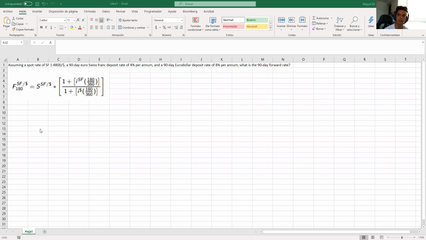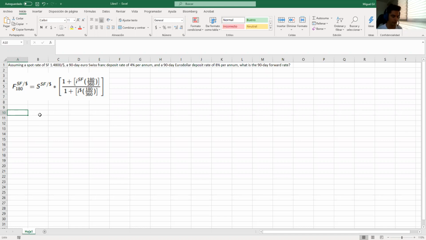I think maybe in the camera I will be looking to the other side because I have two screens now. I'm using the desktop instead of the laptop. But well, I think the important thing is the Excel and not really my face. So let's begin this exercise.